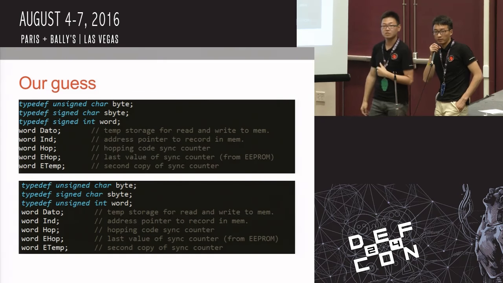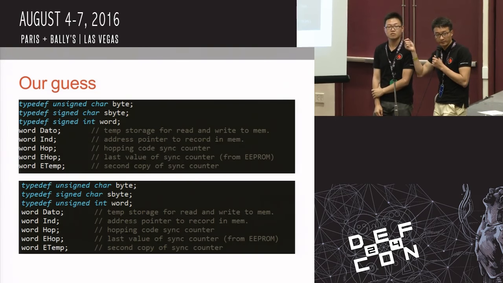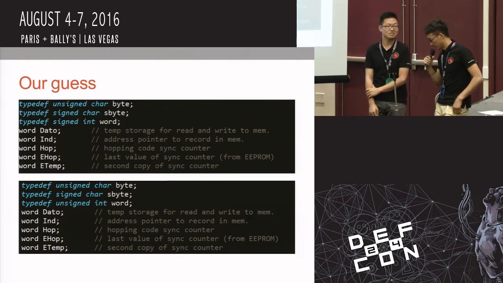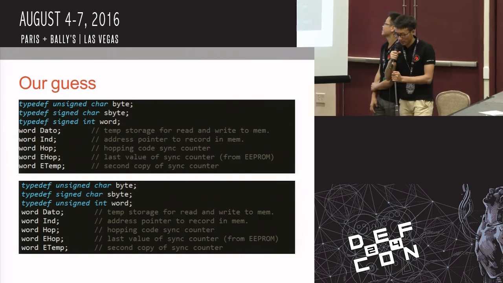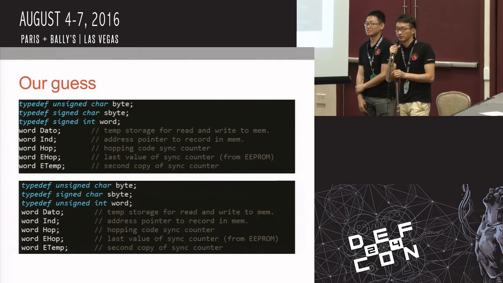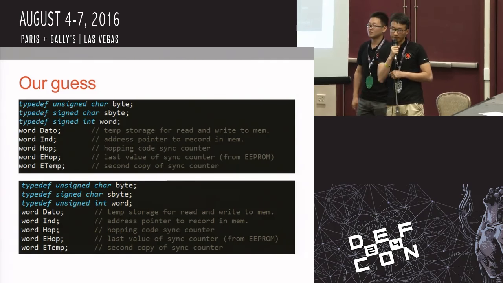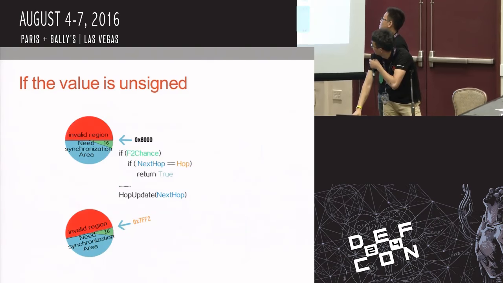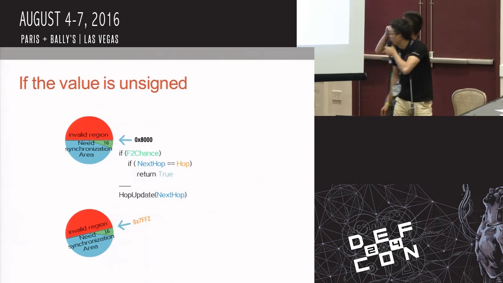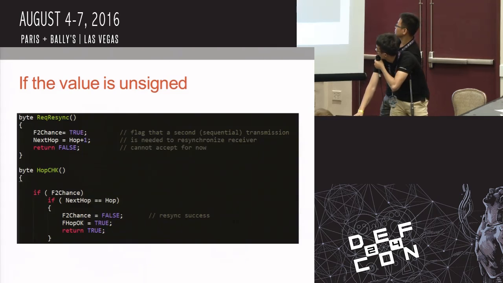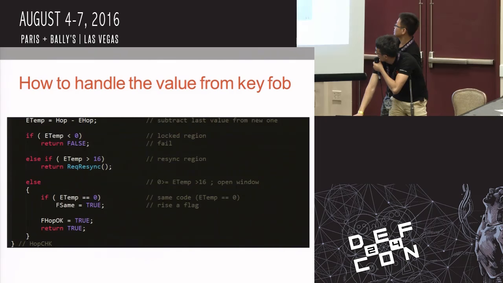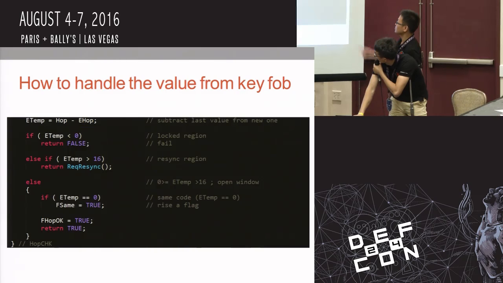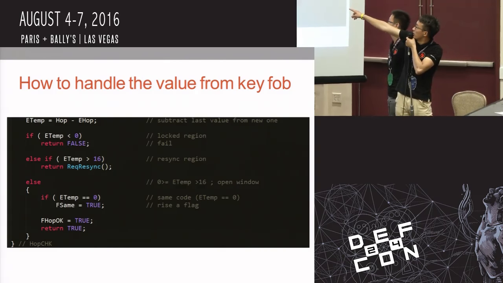Does anybody have questions until now regarding the previous contents? I have already explained the normal procedure of how the car authenticates the key fob. The problem is here. The problem is the minus operation in the code. You see the etemp and the hop and the inhop.